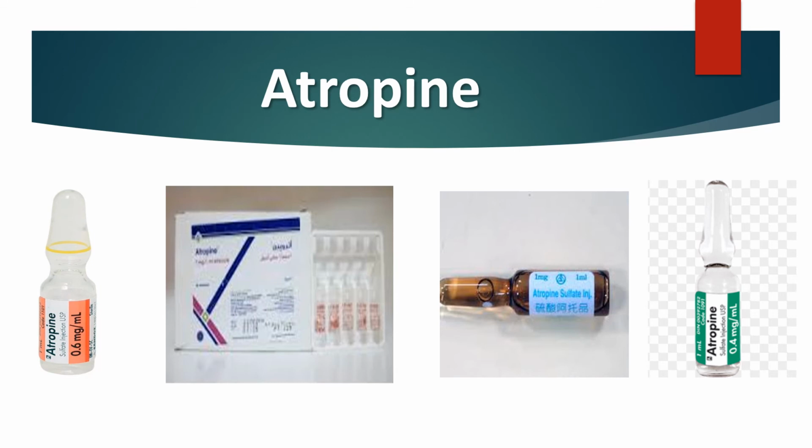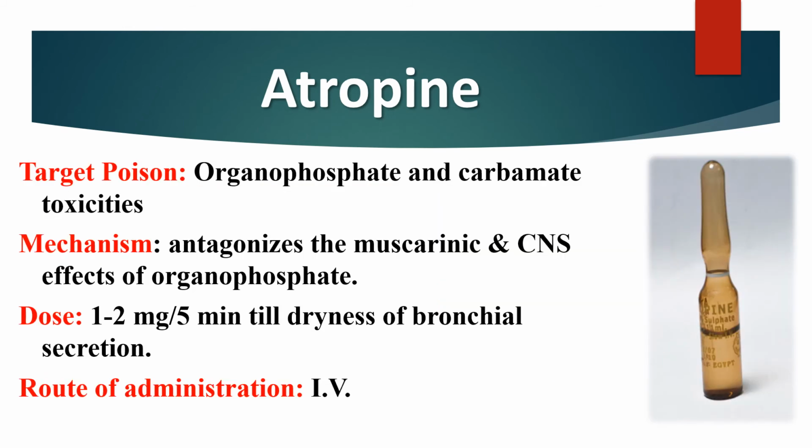Okay, the next antidote is atropine. Atropine is the antidote for organophosphorus and carbamate. But oximes are used just in organophosphorus, not in carbamate, because carbamate has a reversible effect. Okay, this is a form of atropine. Atropine targets organophosphorus and carbamate toxins.